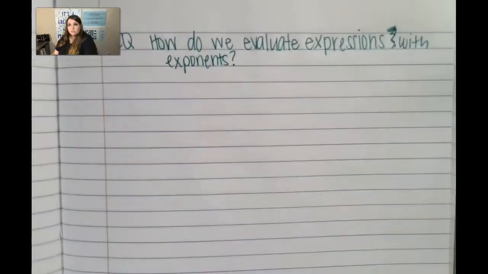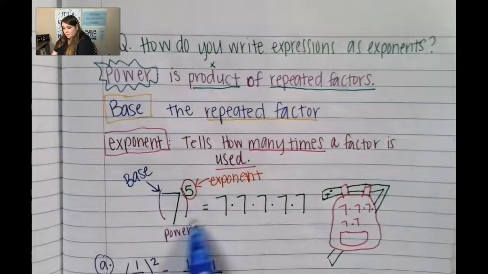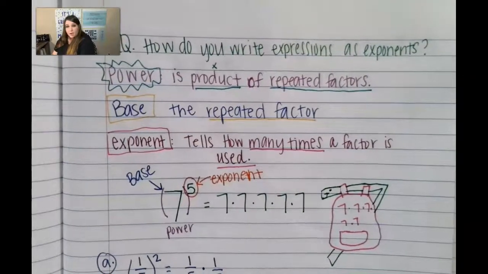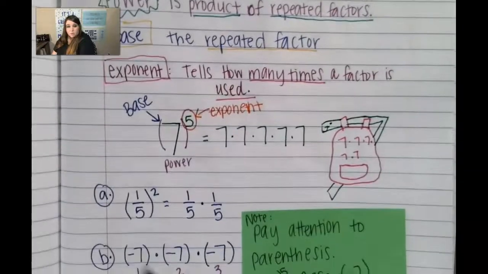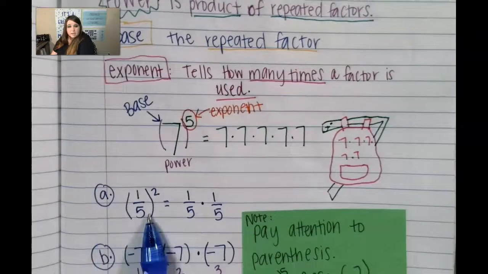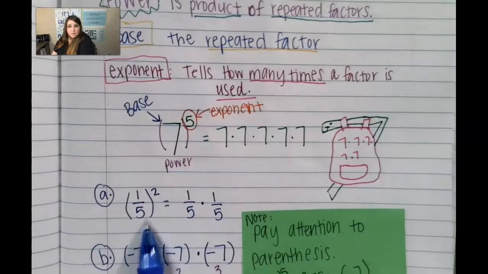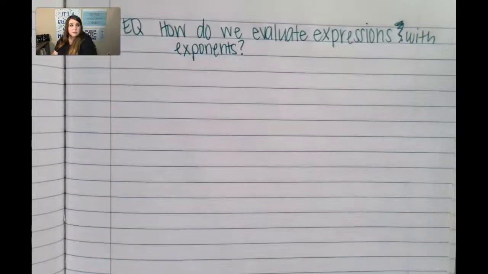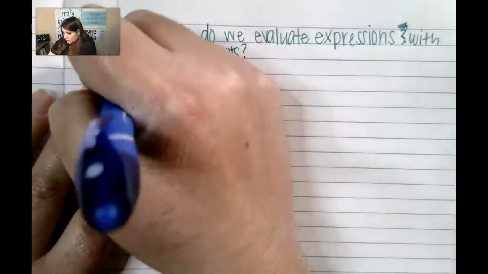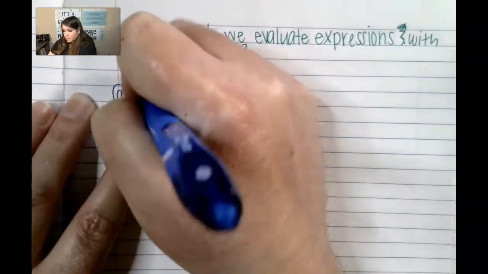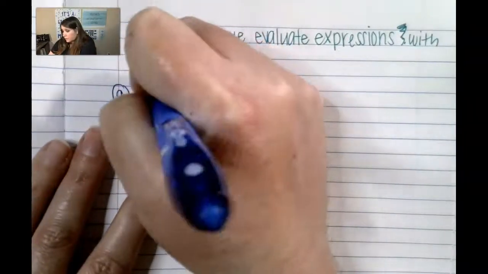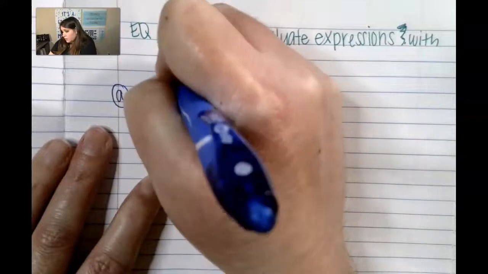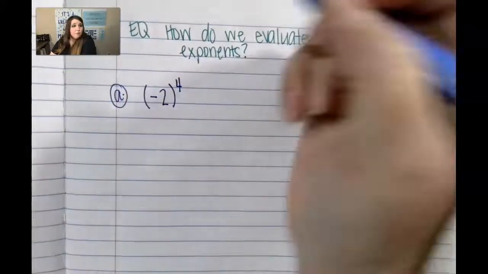Okay, but back to evaluating expressions. So yesterday we were just writing the expression as the power. So we wrote the expression that was given to us as the power. We weren't solving anything. Today we're actually going to solve. So let's take a look at an example. And here is our first example. -2 to the power of 4.